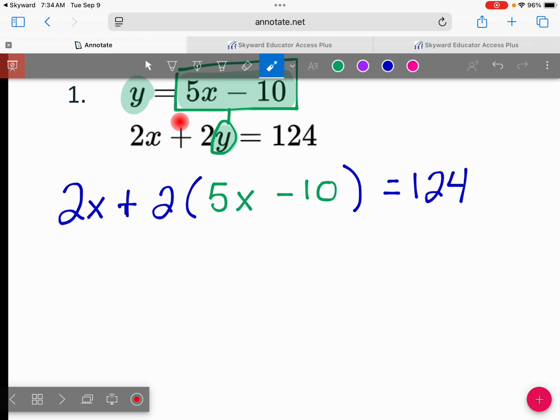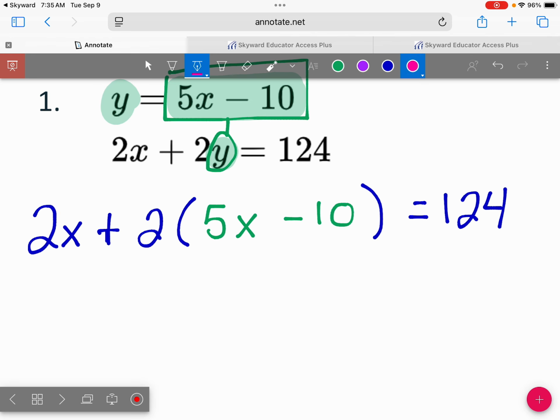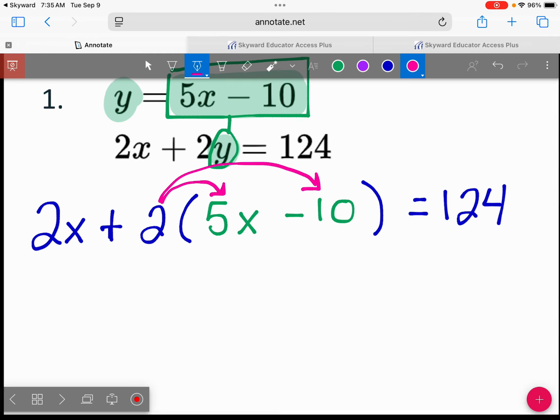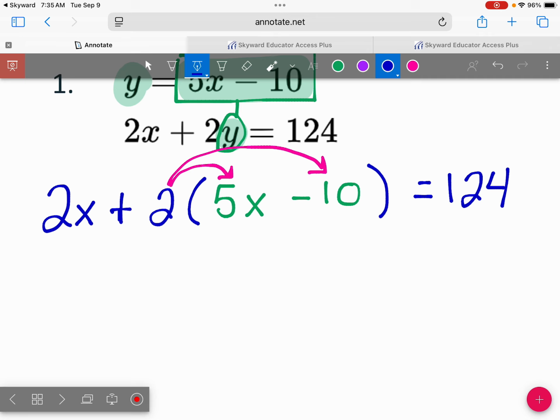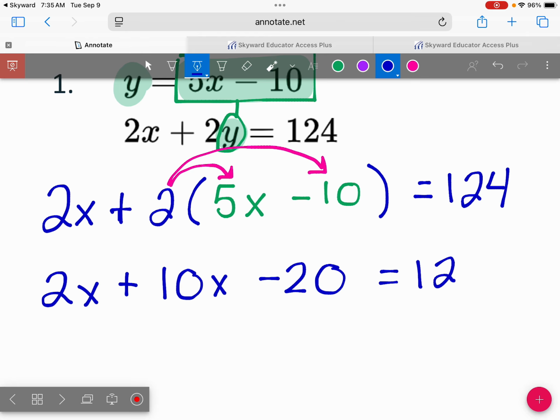It doesn't matter what else is up here. This is all we're looking at. What do I need to do first to simplify here? How do I get down to an x equals? Distribute, exactly right. I need to take this 2 to the 5x, and I need to multiply this 2 to the minus 10. So we're going to have our 2x plus 2 times 5x gives me 10x. 2 times minus 10 gives me minus 20 equals 124.